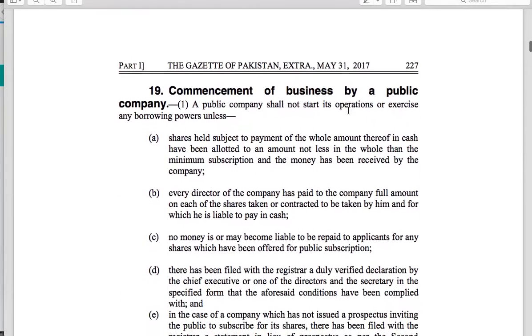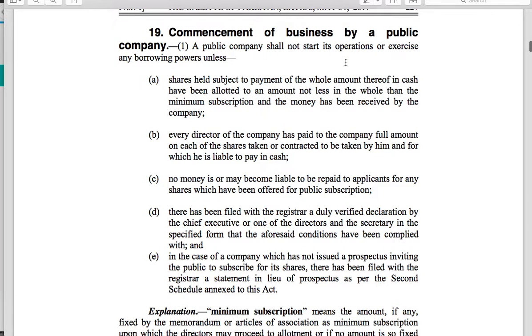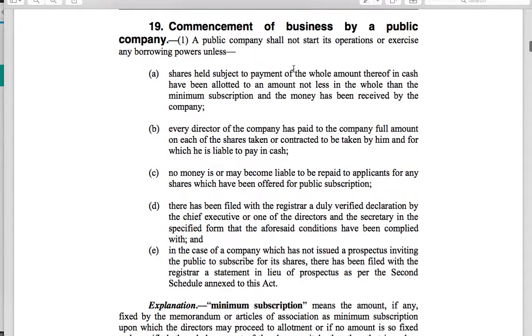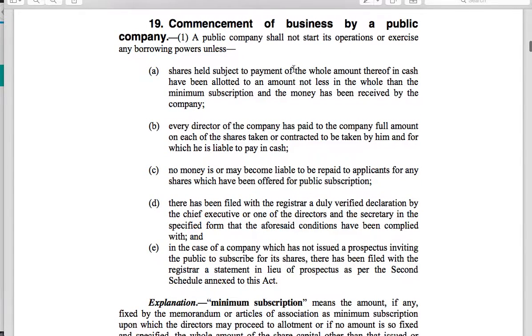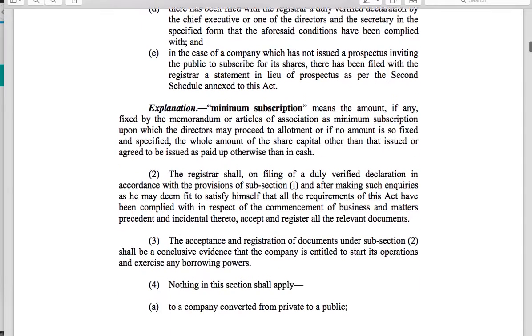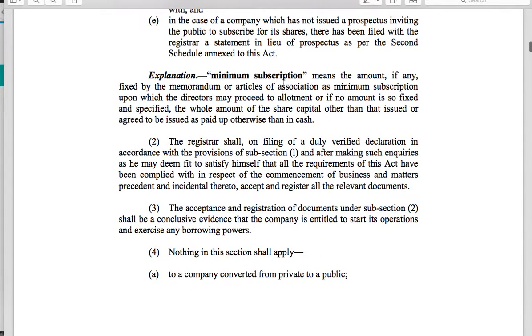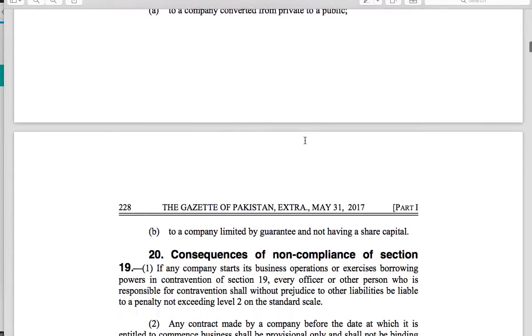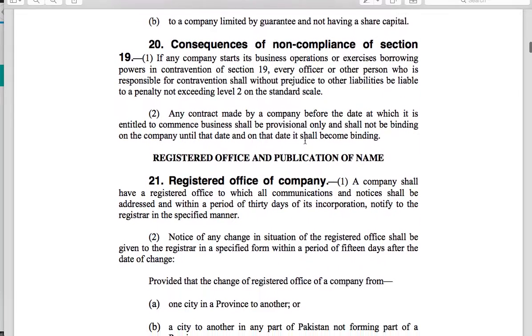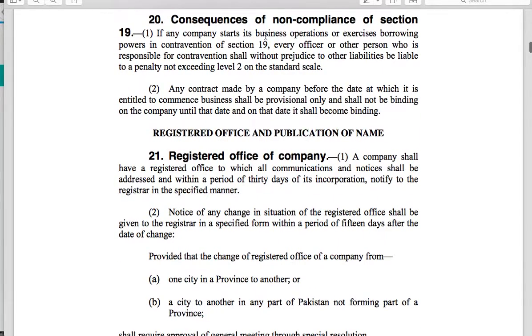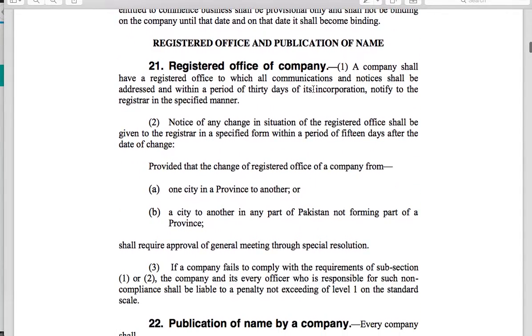If you start a public company, it has to get a certificate of commencement of business from the registrar, and the minimum subscription requirement has to be fulfilled, though now this minimum subscription requirement is also compulsory for private limited and single member companies. And then there are penalties for non-compliances.